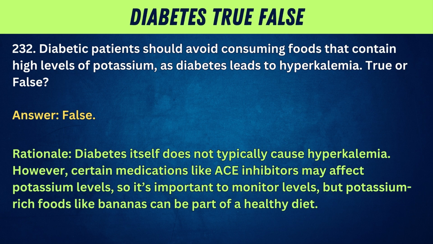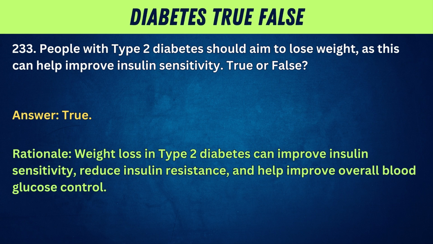232. Diabetic patients should avoid consuming foods that contain high levels of potassium, as diabetes leads to hyperkalemia. True or false? Answer: false. Rationale: diabetes itself does not typically cause hyperkalemia. However, certain medications like ACE inhibitors may affect potassium levels, so it's important to monitor levels, but potassium-rich foods like bananas can be part of a healthy diet.